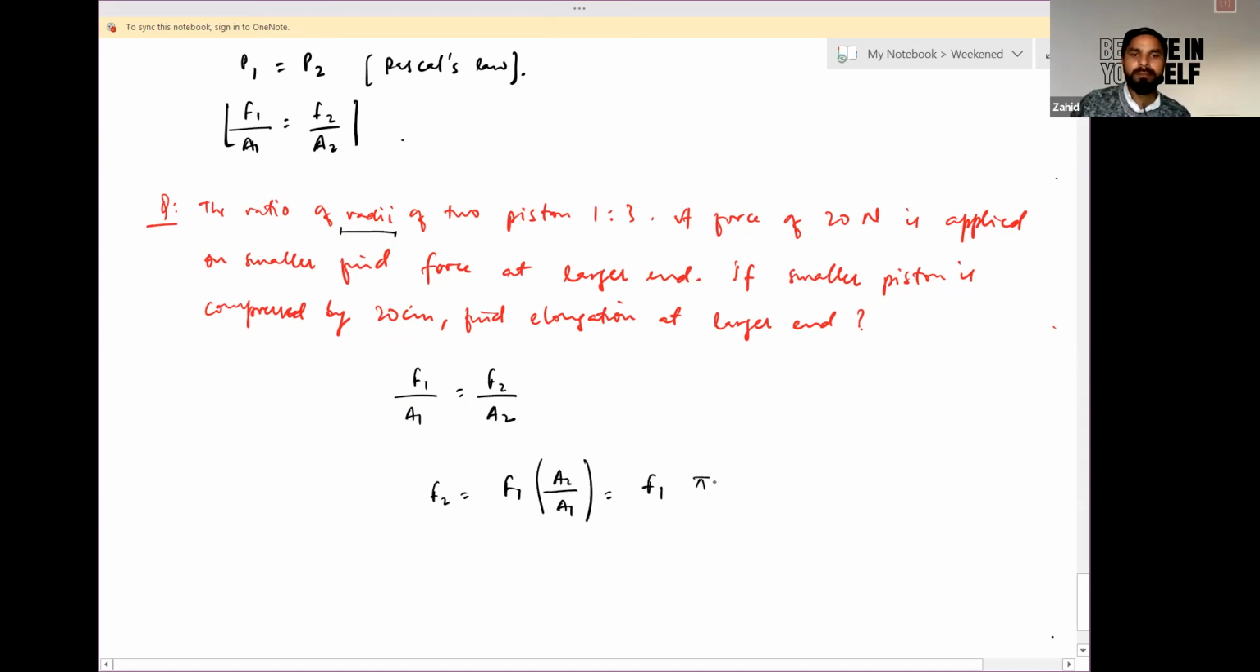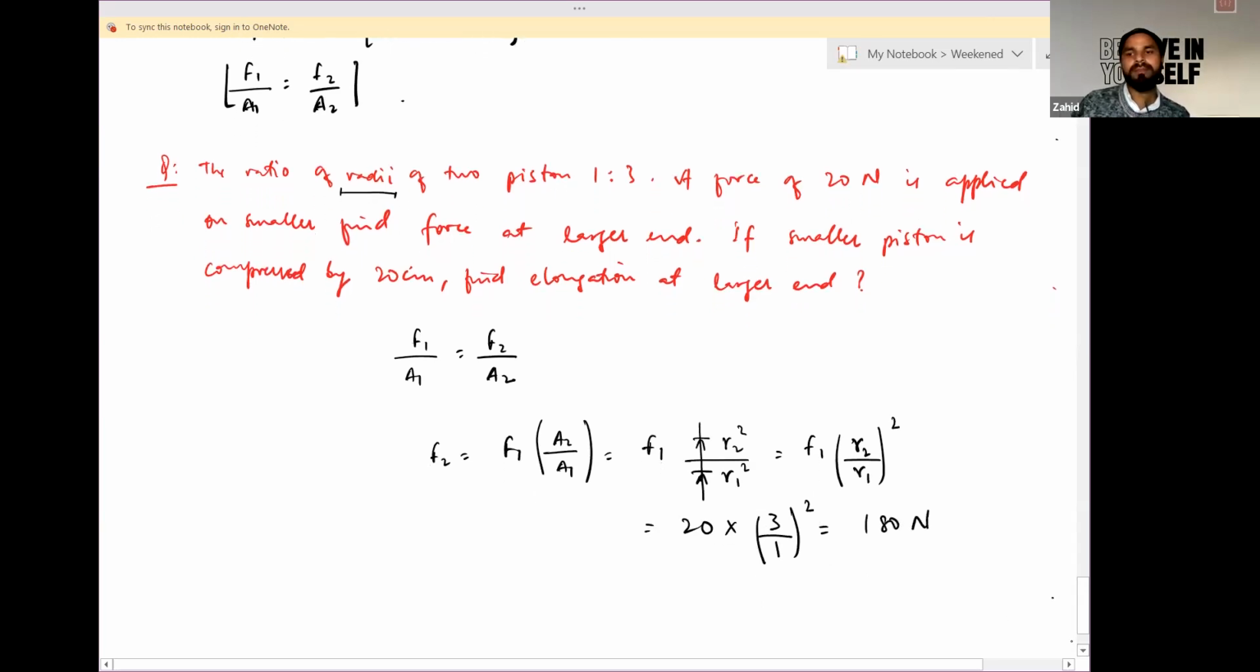we can write pi r2 square divided by pi r1 square. Pi and pi will cancel out. So you will get F1 times (r2 divided by r1) whole square. On putting the value of each term, force is 20 Newton, r2 is 3, r1 is 1, whole square. So it will be 9:1. So 9 into 20, it will be 180 Newton. Mamuna, is it clear? Yes, sir.